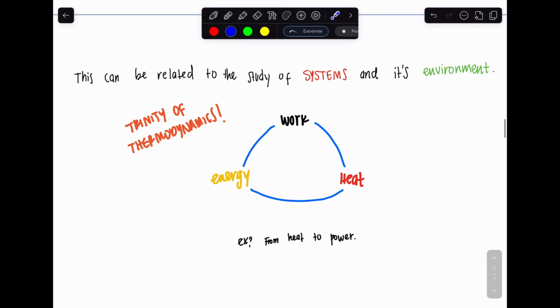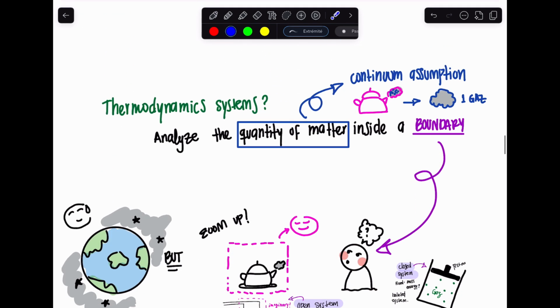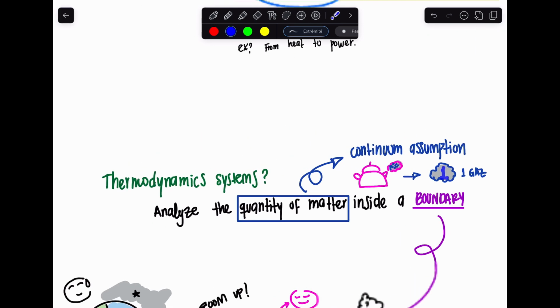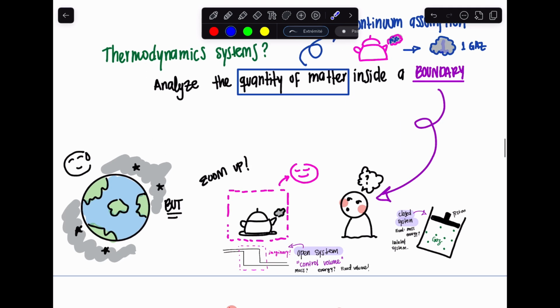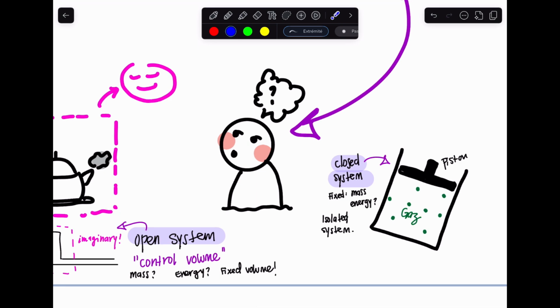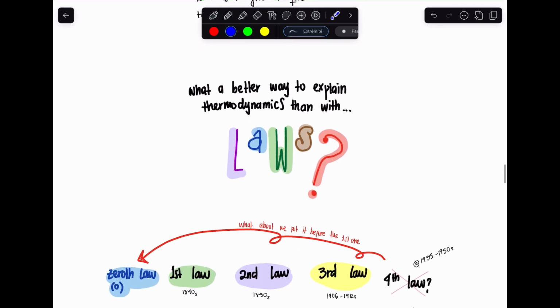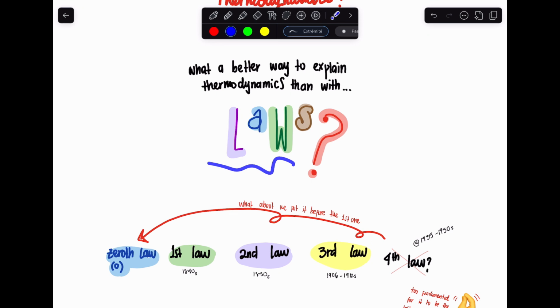Then, when it comes to thermodynamic systems, we use them to analyze matter inside a boundary. Also, we don't track every particle, but treat it as a whole thing. As for boundaries, we add them to focus our calculations, and they could be existent or imaginary. Since this is a brief intro to the subject, we aim to tickle your curiosity without telling you everything about systems. But what a better way to explain this subject than with the laws of thermodynamics?